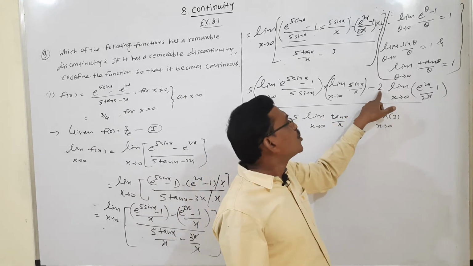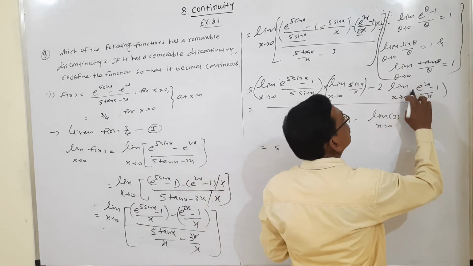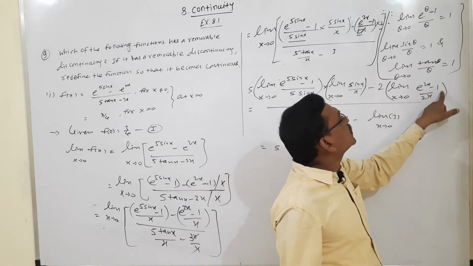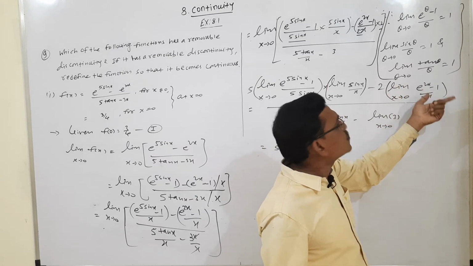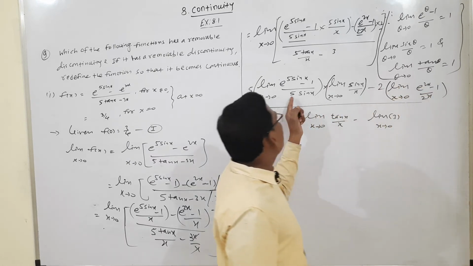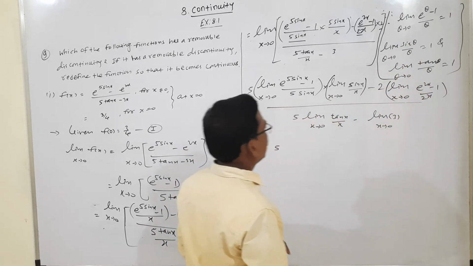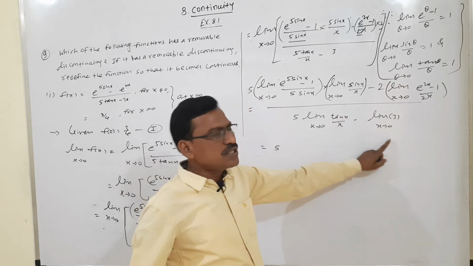Then minus 2 into limit of the same first formula here, e raised to 2x minus 1 upon 2x as x tends to 0. As x tends to 0, 2x tends to 0 also, 5 sin x tends to 0 also here, and so the first formula applies. And here we use this third formula, and limit of a constant is constant.